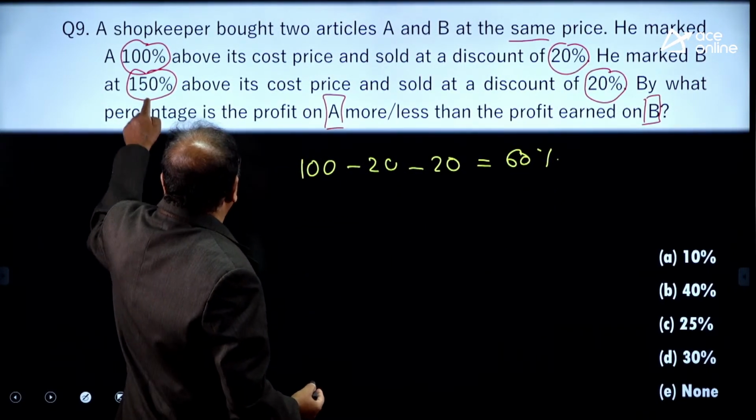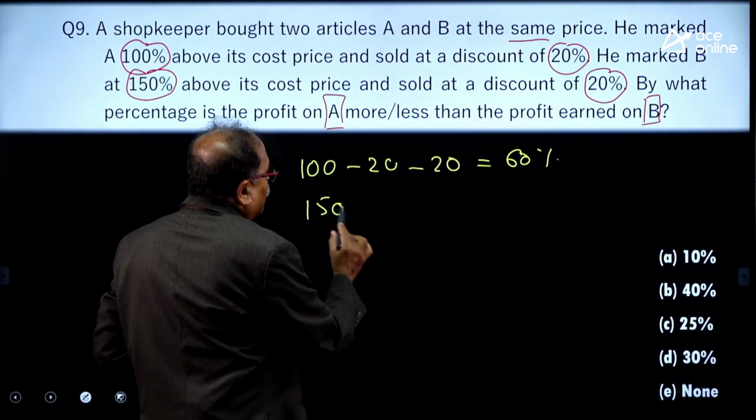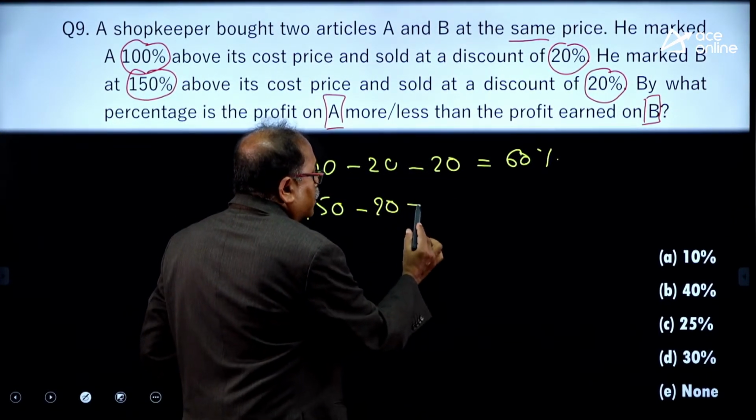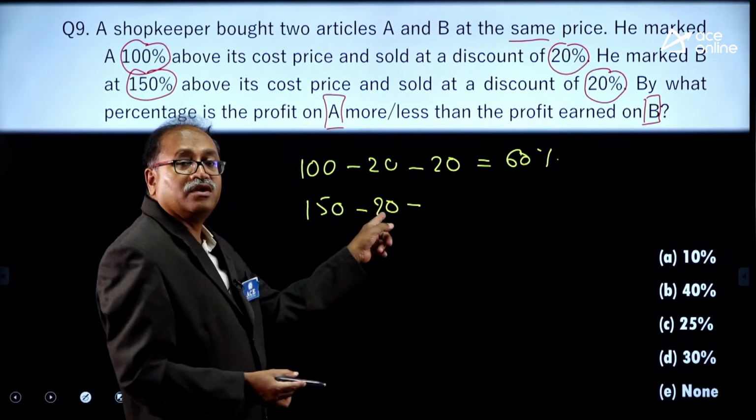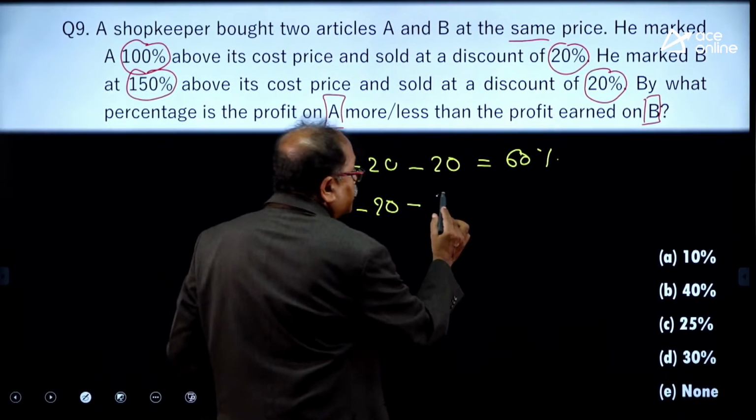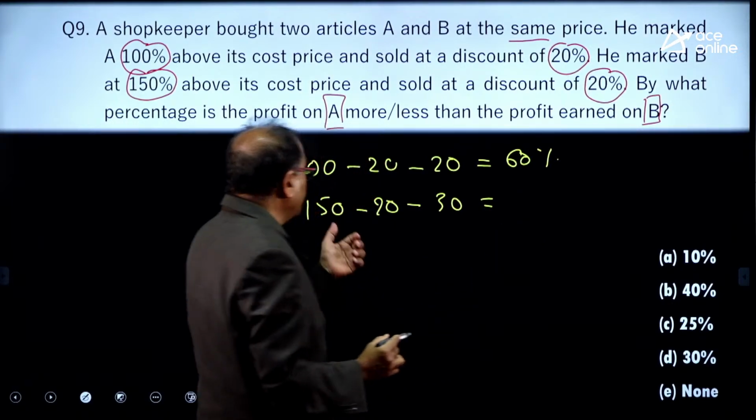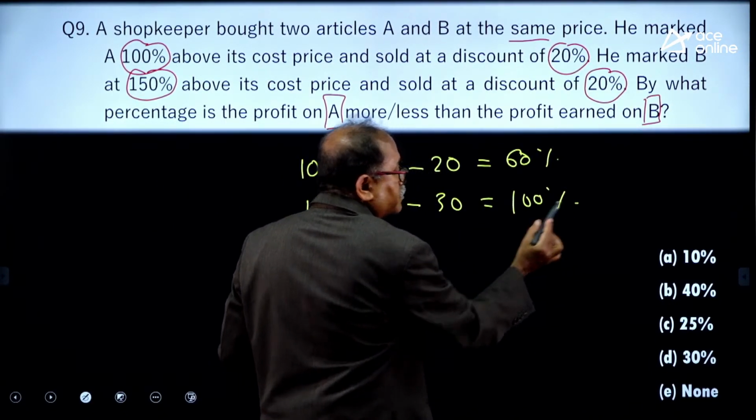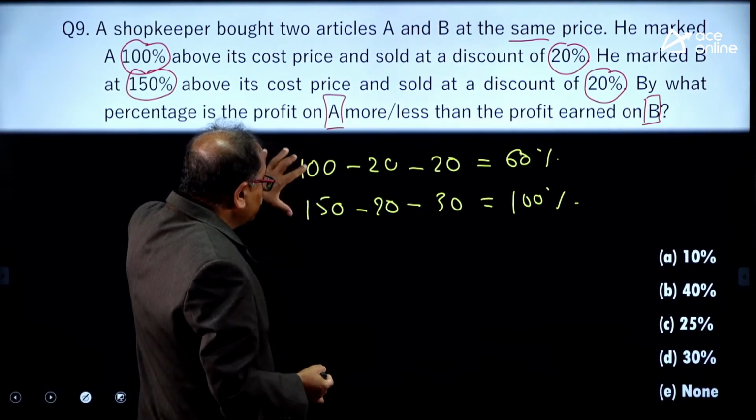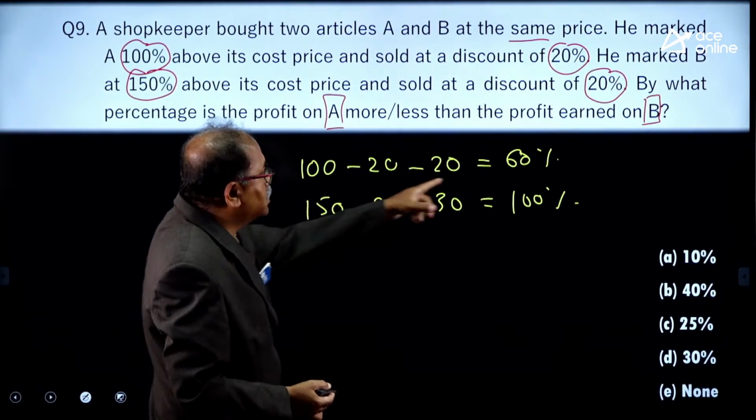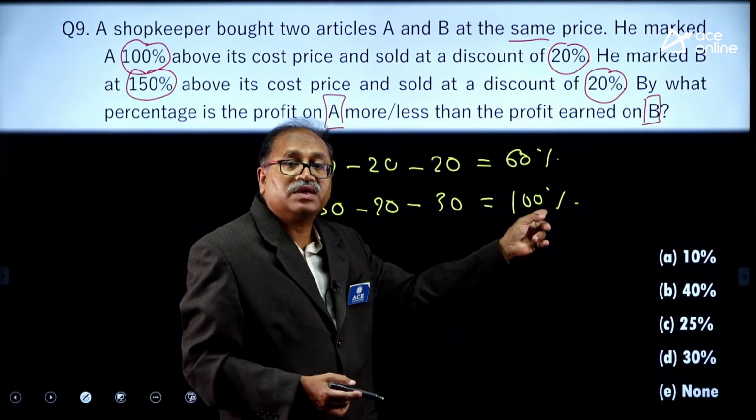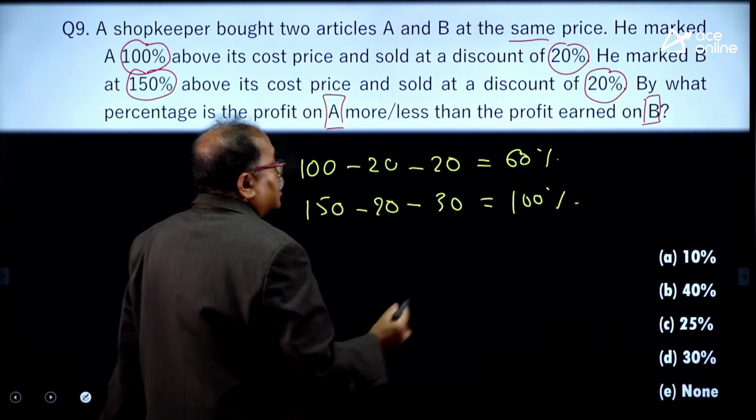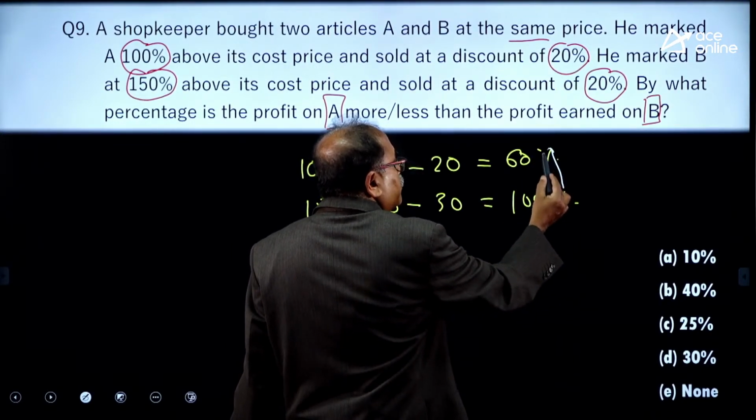How about B? 150 increased, and what percentage discount? 20% discount. Okay. So, here 150 into 20 divided by 100, I am getting 30, and here if I take out 150 minus 50, so here it is 100% profit. So, if I consider the cost of this as 60x, this as 100x, in that case what happens? That is this, A is less than B.